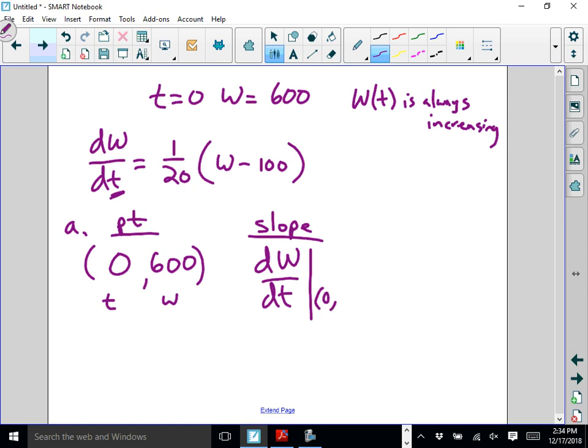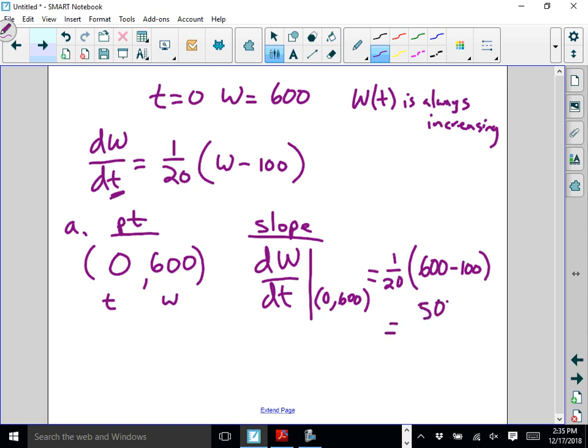Now in problem 5, the problem before, there were both x values and y values to plug into. This one only has a w value. Just make sure you're plugging in 600 for w and not 0 for w, right? W is 600, 0 represents t. So I have 1/20th, and I have 600 minus 100. 600 minus 100 is 500. So this thing ends up being 500 over 20.